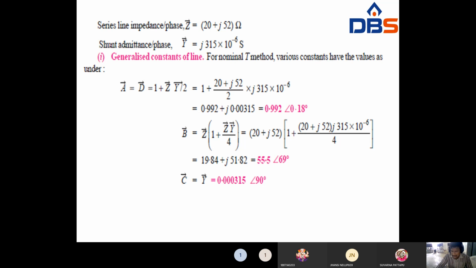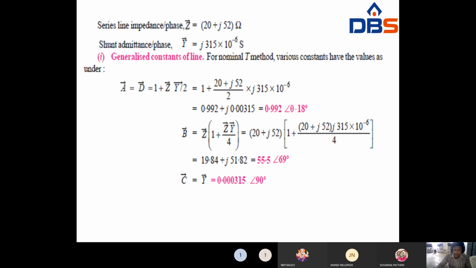So here the values are in rectangular form. Can we multiply in rectangular form? We cannot. That's why first convert 20 plus j52 into polar form, and convert j315 10 power minus 6 into polar form. After that, the two polar form values are multiplied to each other and one result value comes. Now that result value is converted again into rectangular form, right? Now this is the polar value and this is the rectangular value. You must put both values, because we don't know which value the examiner will take. So we have to put the values in rectangular form as well as in polar form.